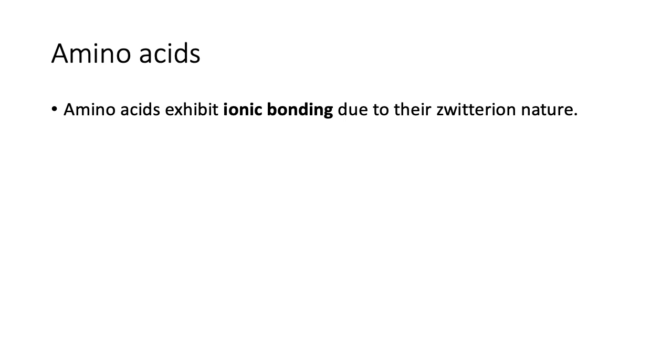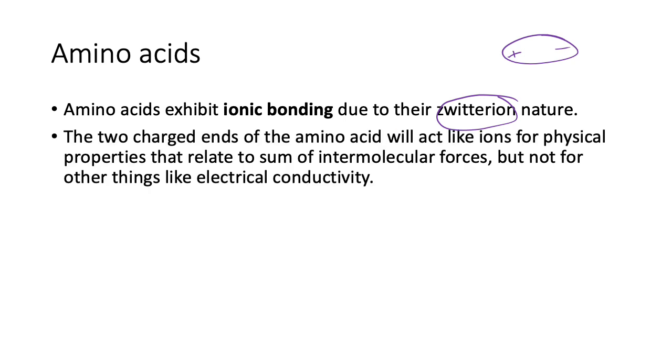So amino acids exhibit ionic bonding due to their Zwitter-ion nature. Okay, so Zwitter-ion, remember, it's one particle with a positive and a negative end on the same particle. The two charged ends of the amino acids will act like ions with physical properties that relate to the sum of intermolecular forces, but not other things like electrical conductivity. So remember, electrical conductivity requires a mobile charged particle, right? So technically there's a charge, but because they're a positive and a negative, they cancel each other out, and so therefore it's a neutral particle overall, even though it has positive and negative ends.